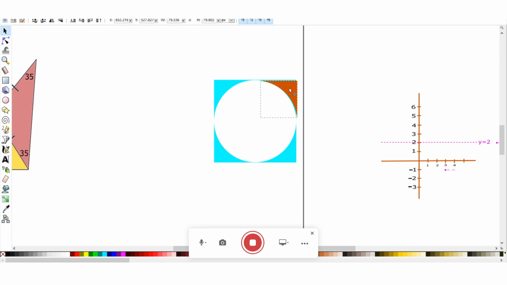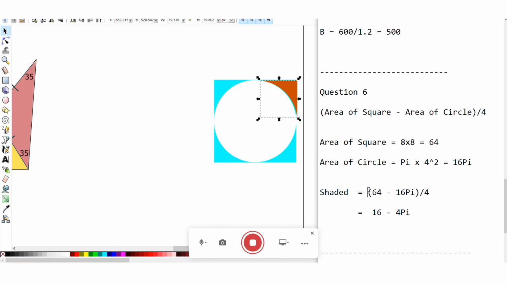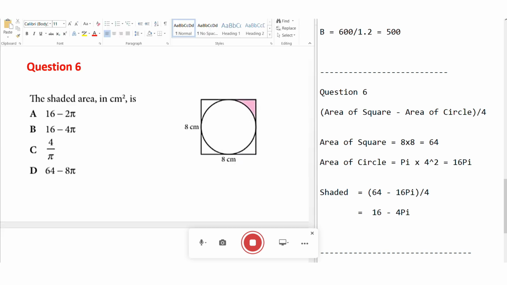So let's simplify that procedure. That means we are going to minus the circle from the square, and the answer, we will divide by 4. So let's see the procedure here. The area of the square minus the area of the circle. You notice I put the whole thing in brackets. So that means after we minus the entire circle and square, we divide the final answer by 4.